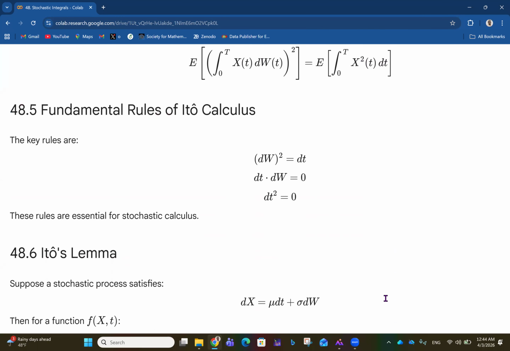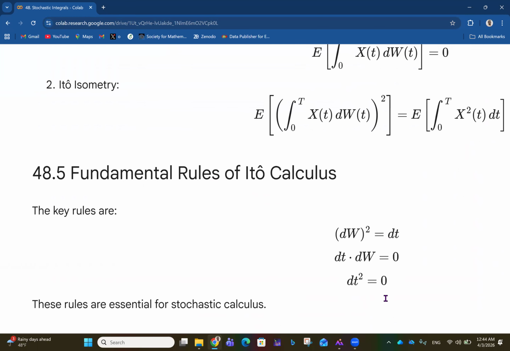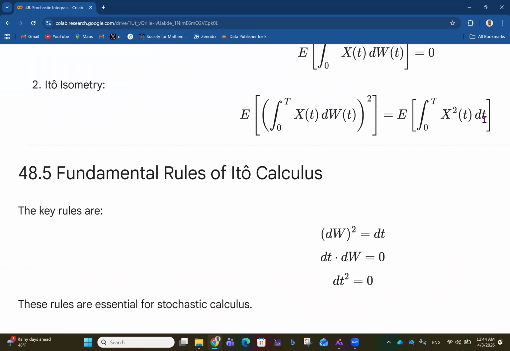Now, we go on to 48.5 where we talk about fundamental rules of Ito calculus, as we can see from here already.